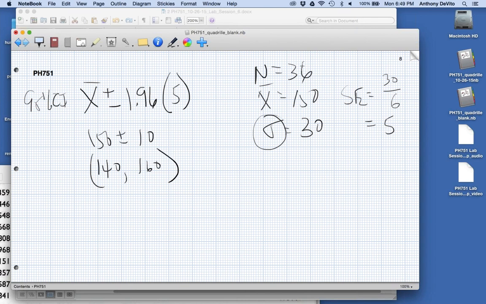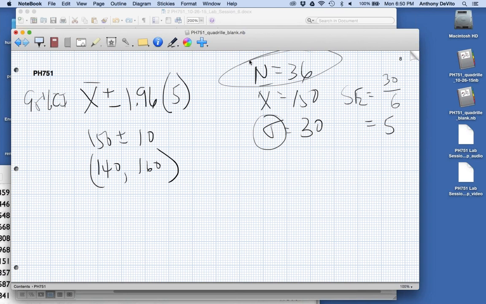Everything was the same. What was the only thing that was different? The standard deviation was 30 before also. The mean x bar was 150. The only thing that's different is the sample size, right? So the sample size, even if we know the population standard deviation, affects the range that we have for the confidence of capturing the mean.